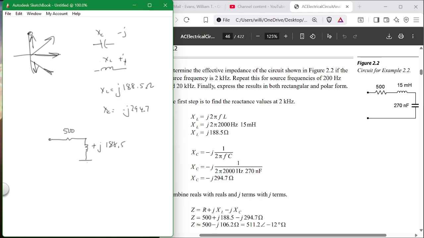188.5 minus J 294.7. And the units of all these are ohms.